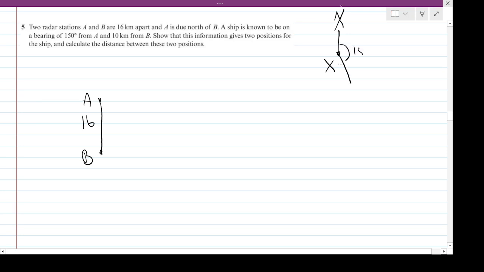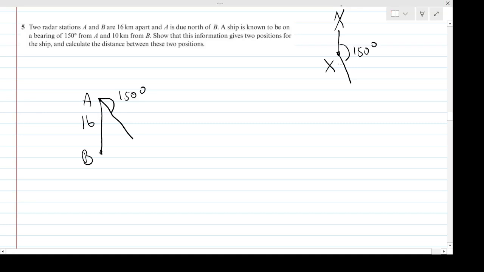That'd be 150 there. So in that case, we want upwards to be that way. So if 90 would be there, then 150 would be about there, right? So then that whole angle is 150. There, so that's 150 degrees. So this is where the ship is on this line here.